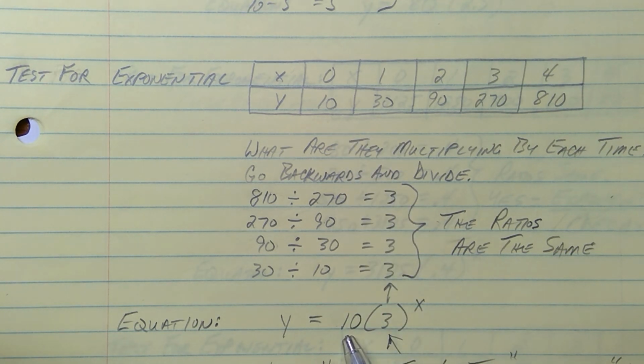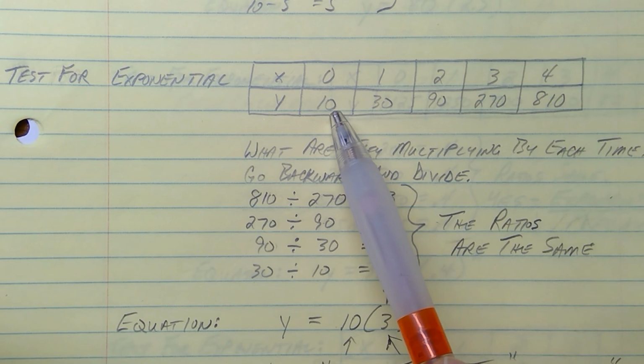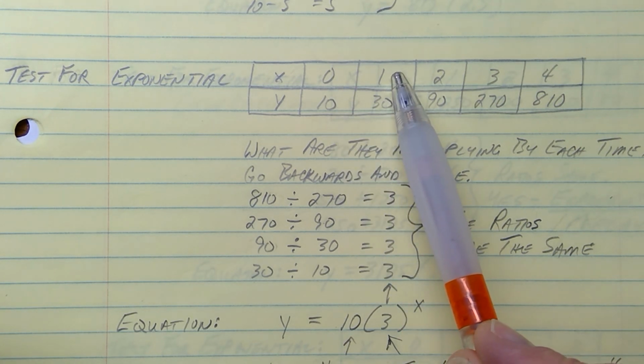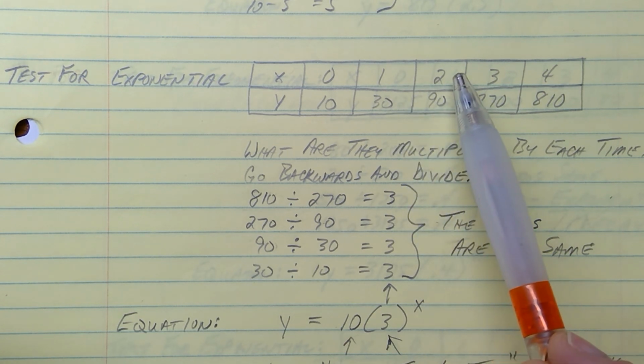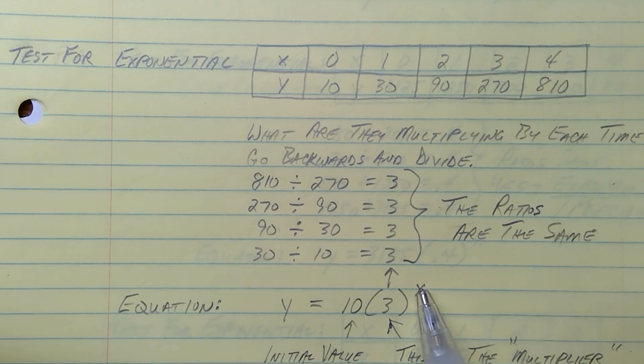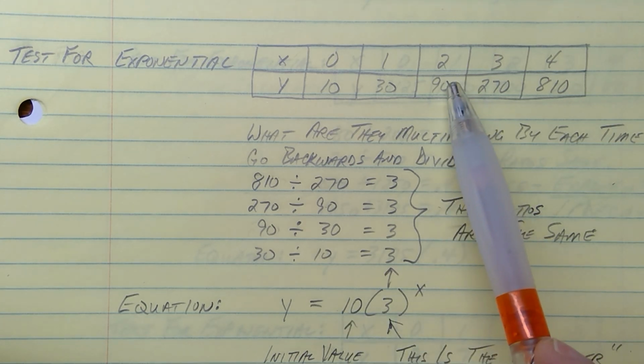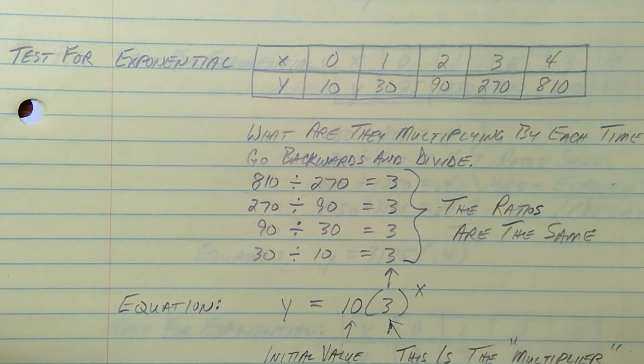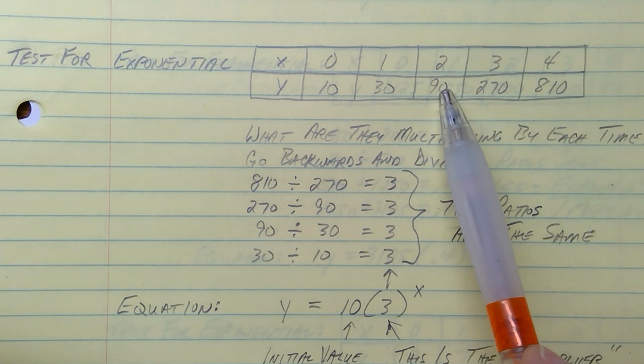I'm going to start with 10, and I'm going to multiply it by 3 a bunch of times, all right? So 10 times 3 to the whatever x is. For example, 10 times 3 to the 0 equals 10. 10 times 3 to the 1 equals 30. 10 times 3 to the 2 equals 90, and so on. You can plug in any x and do the multiplication, and you'll wind up with the y value that matches that x. So after 2 years, 10 times 3 to the 2 years, I will have 90 whatever dollars.